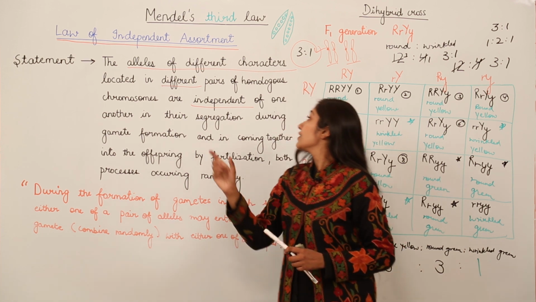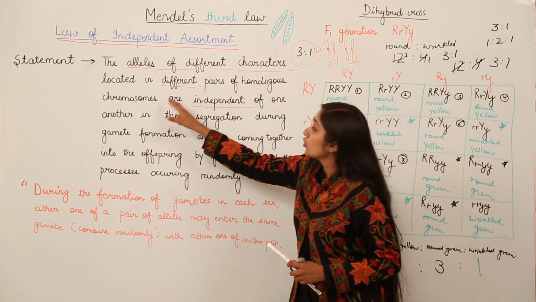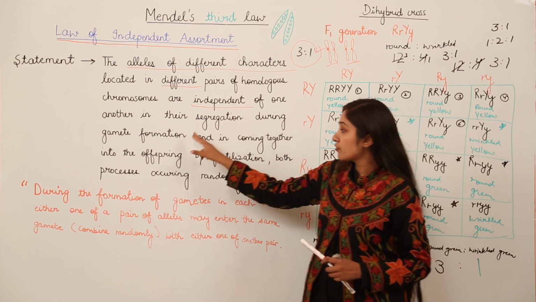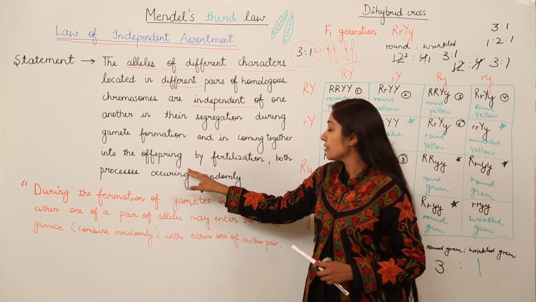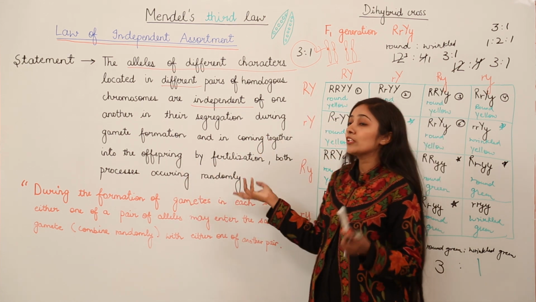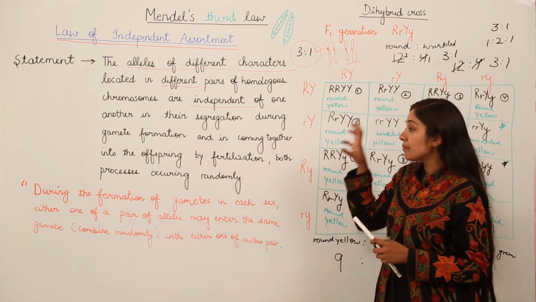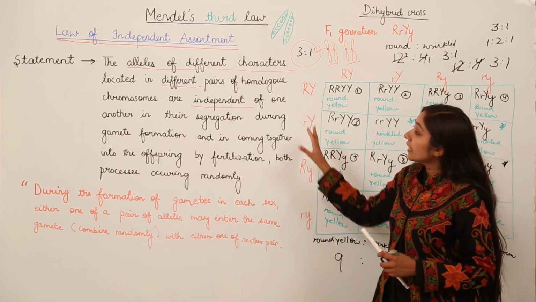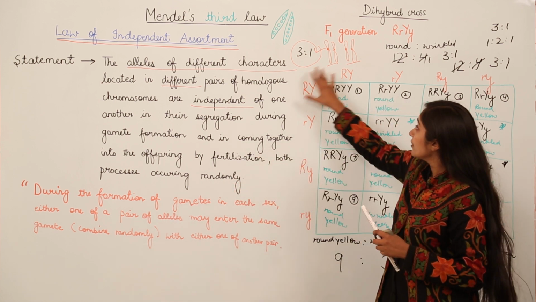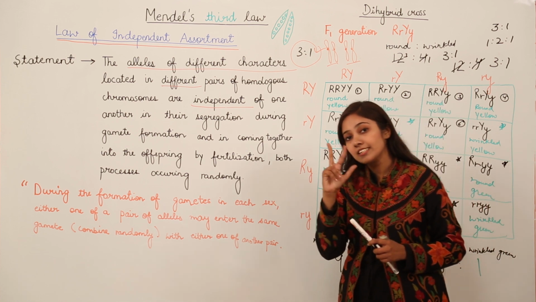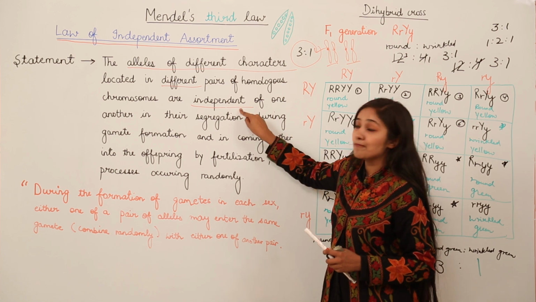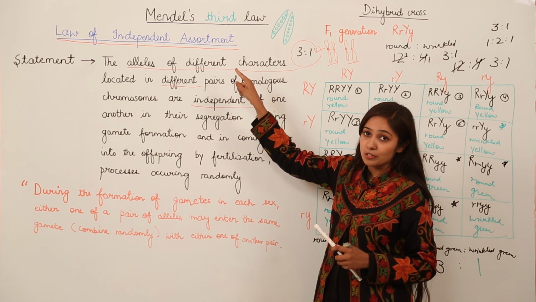each other. Okay, so the chromosomes are independent of one another in their segregation during gamete formation and in coming together into the offspring by fertilization, both processes occurring randomly. So whenever they segregate, and whenever they come into the zygote after fertilization, they are independent of one another. If we have 2-3 characteristic traits on different chromosomes, they are not going to affect each other because they are independent. This is the key point in this law of independent assortment.